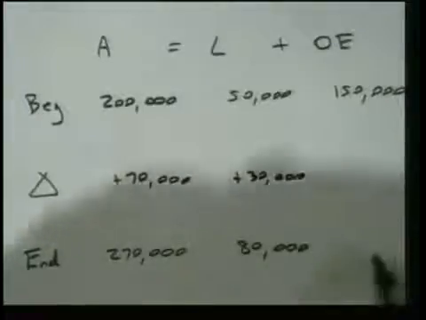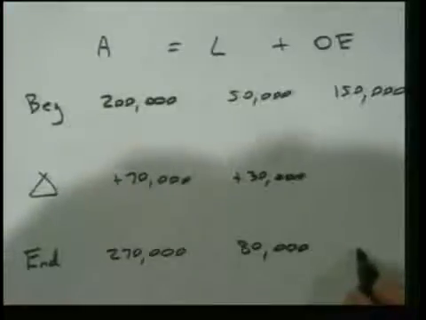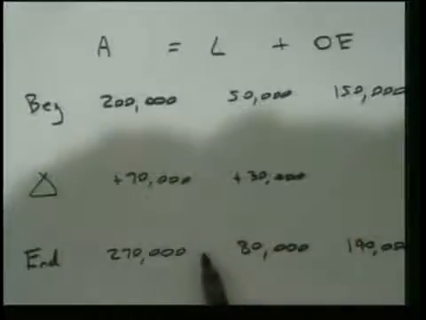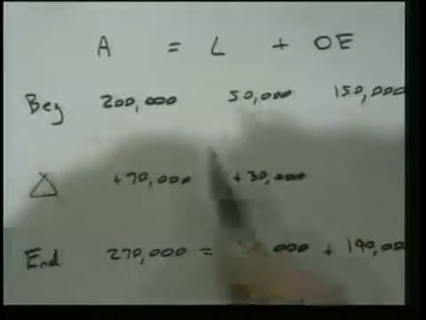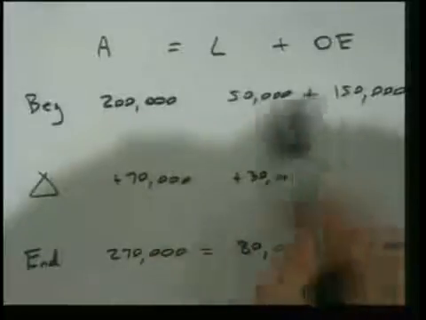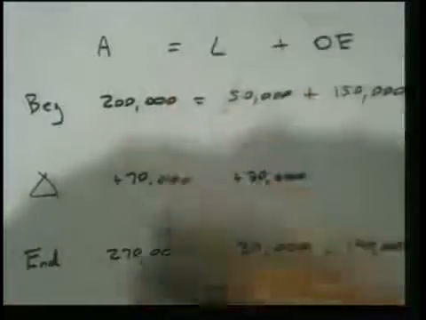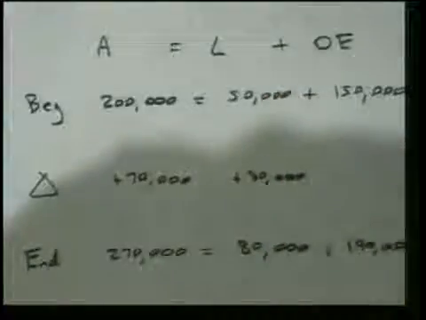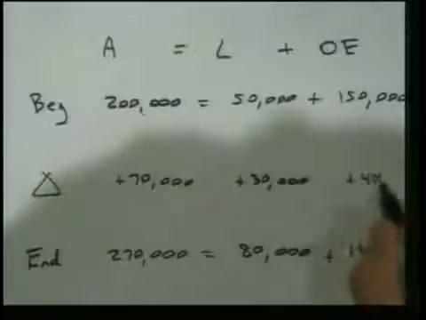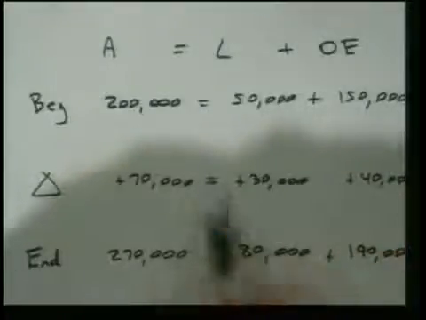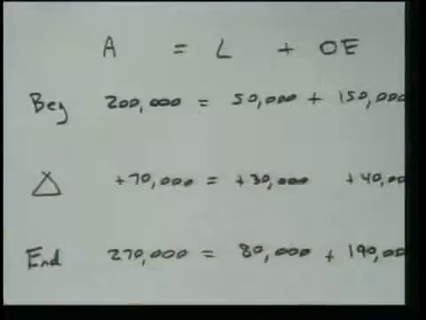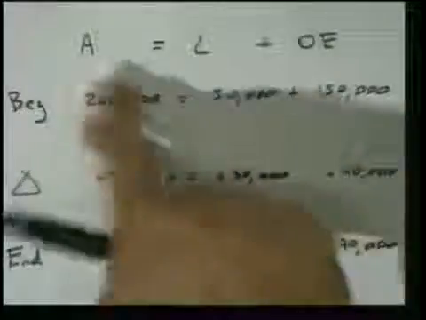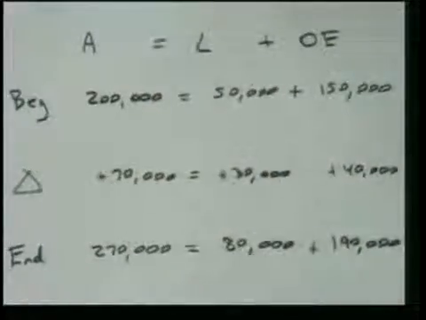So what is owner's equity? 190? Okay. So does that equal that plus that? Yep. Does that plus that equal that? Yep. And how much did owner's equity increase by then? Plus 40,000. Does that equal that plus that? It's like a puzzle, isn't it? Okay. Has to work like this. It's like a Sudoku puzzle, right?